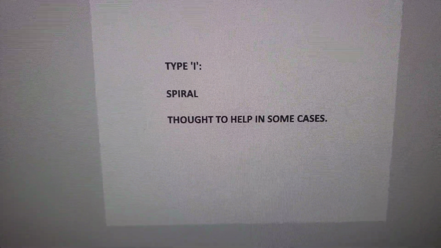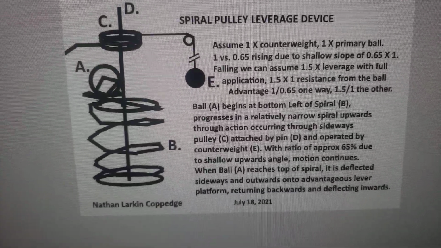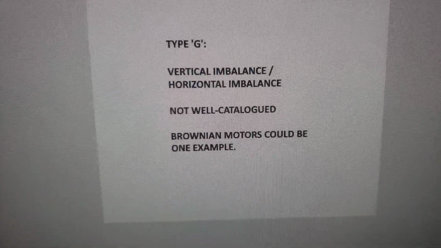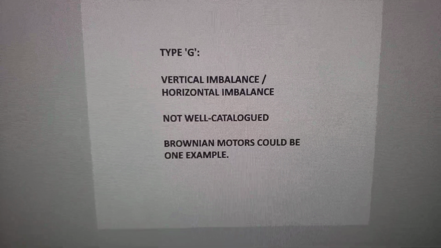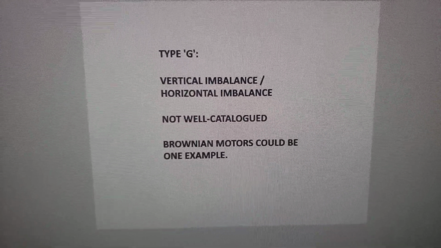Type I, spiral, thought to help in some cases. Spiral pulley leverage device. Type G, vertical imbalance, horizontal imbalance, not well catalogued. Brownian motors could be one example.